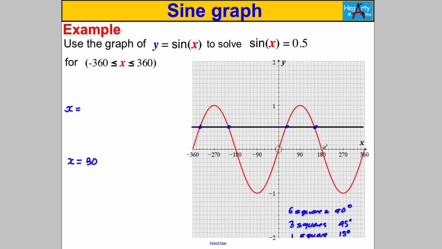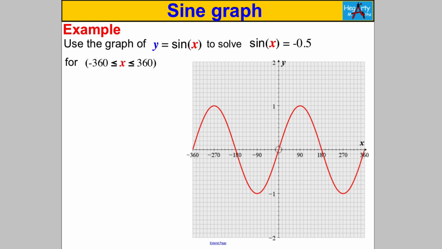Now this one here is 2 squares back from 180. So 2 squares is going to be worth 30. So taking away 30 from 180, it's going to be 150, isn't it? So x is 150 is another solution. Let's try and find the other two here. Well, this is negative 180, so 2 more squares is going to go back another 30. That's going to be negative 210. So negative 210 degrees is another answer. And this one here, well, the way we can think of it, it's 2 squares forward from negative 360. So it's negative 360 add 30, which would be negative 330 degrees. And they are our solutions.